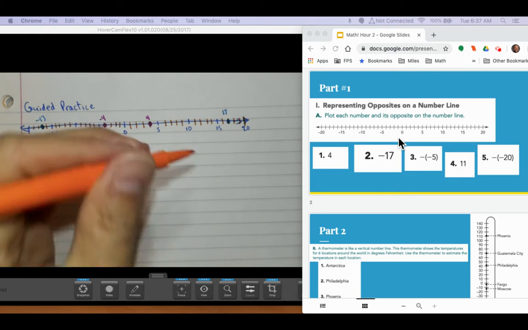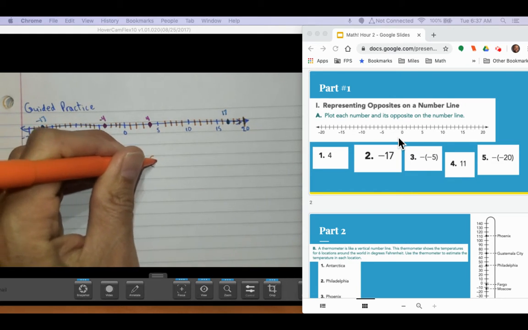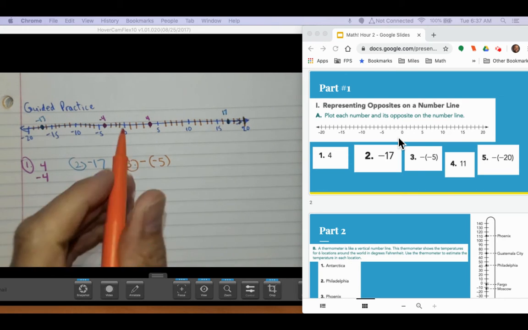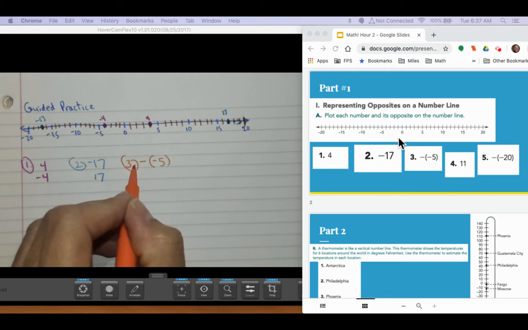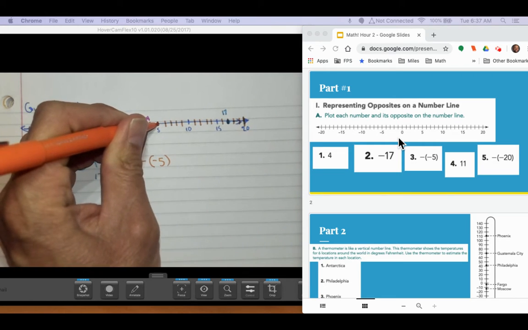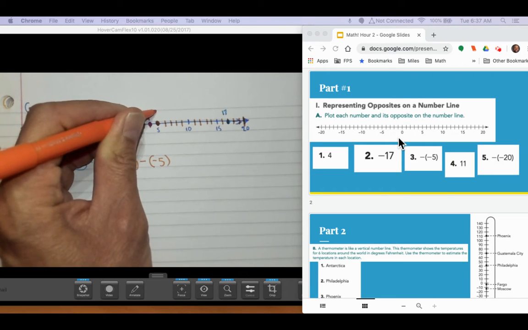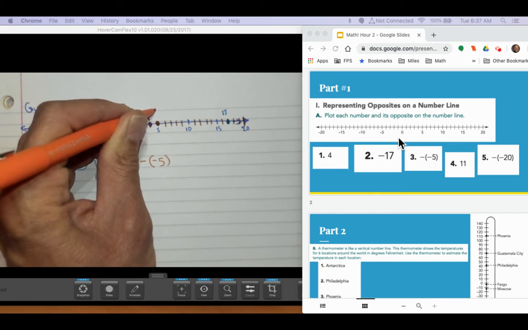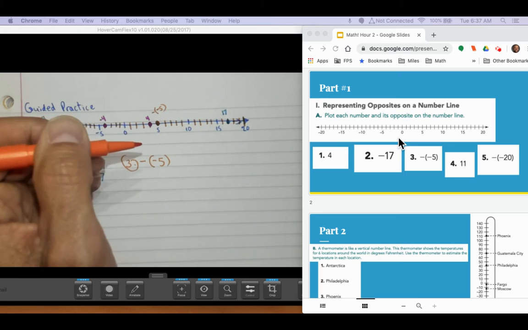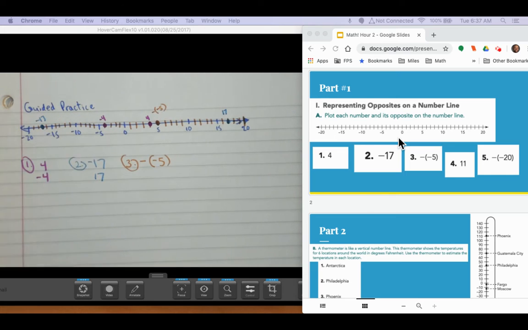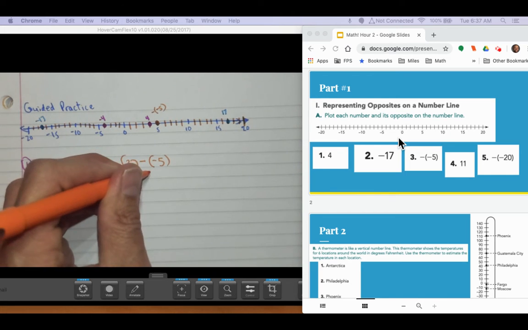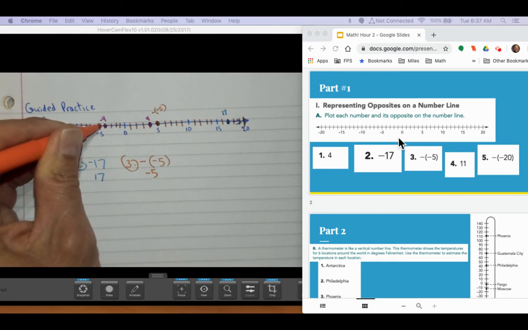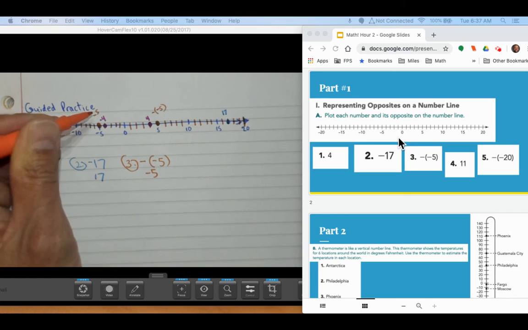Number 3 is tricky. It's the opposite of -5. So that first one, we have -5. The opposite of -5 is just going to be 5. And so that's the same as the opposite of -5. Now, the opposite of that would just be -5. And so I also need to have -5 on that number line right there.